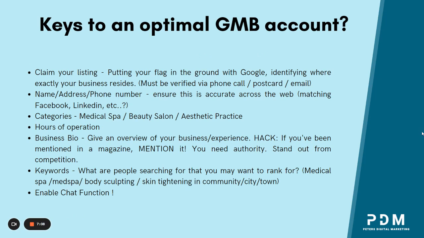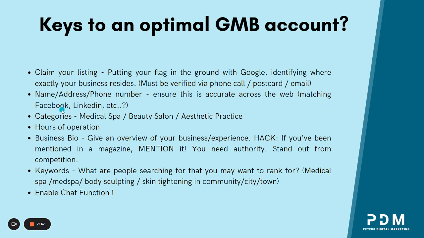Okay, so once the basics are set up, once you've created your account, now it's time to optimize your Google My Business account. First of all, you need to claim your listing, putting your flag in the ground with Google and identifying where exactly your business resides. You can verify this through a phone call, a postcard, or email, like I said. Then the next thing is the NAP details. Make sure that this is accurate across the web. You need to make sure that your NAP details are the same on Facebook, Twitter, Instagram, TikTok, Pinterest, everywhere. It should be consistent.